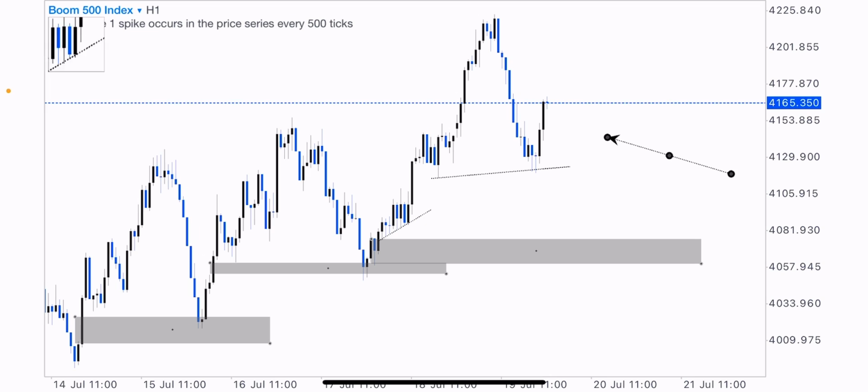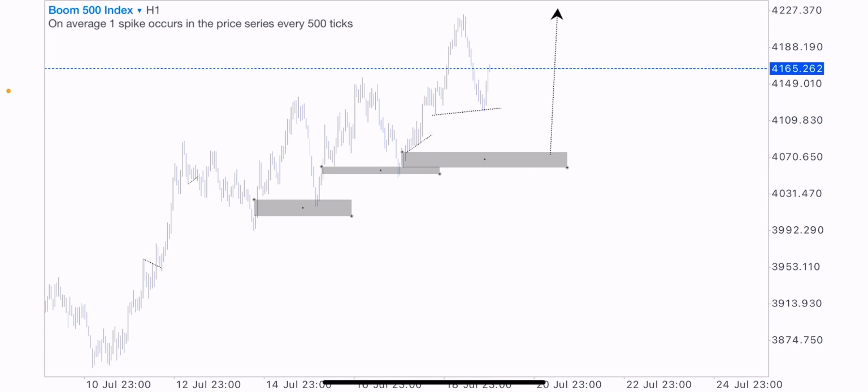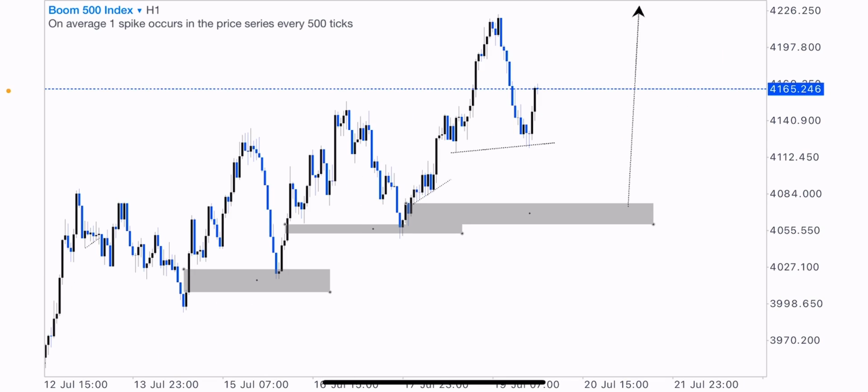So this is an inducement, and then wait for the price to come back, and after coming back, we can now continue the trend, and then the price goes up. So that's how we approach Boom 500.